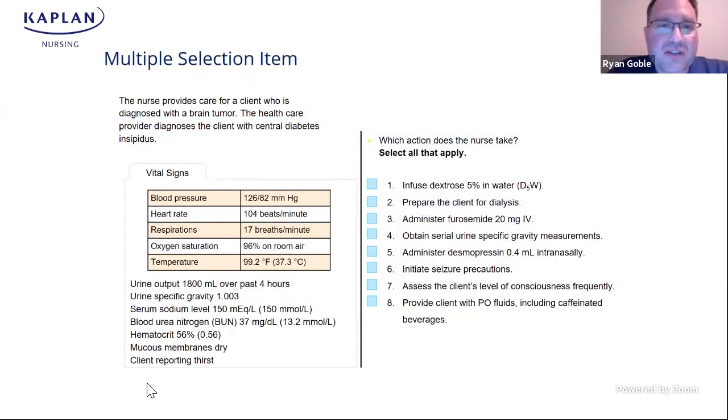Here are some questions that we've written here at Kaplan, some NGN style questions. This is a multiple selection item. Here we see that the client has a brain tumor and is diagnosed with central diabetes insipidus. We have vital signs listed, some lab values, some clinical assessment findings. Which action does the nurse take? Select all that apply. You see that we provided 8 options instead of the standard 5 or 6 options that are currently provided on NCLEX. The correct answers for this item are 1, 4, 5, and 7.